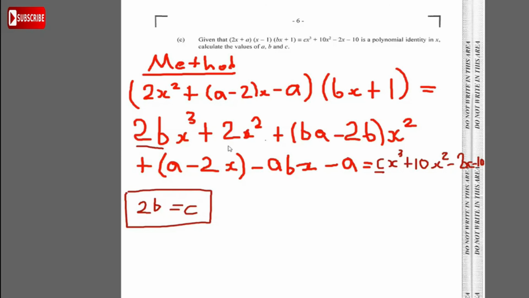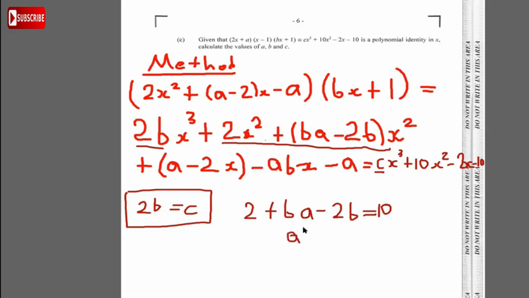Then equating your x squared terms, as you can see, we have this as an x squared term and this as an x squared term. So what we're getting is your x squared term is really 2 plus ba minus 2b, and that's equal to 10. That part is equal to 10. And so if you bring over the 2, you're getting ab minus 2b is equal to 8. That's what you're getting equating your x squared terms.